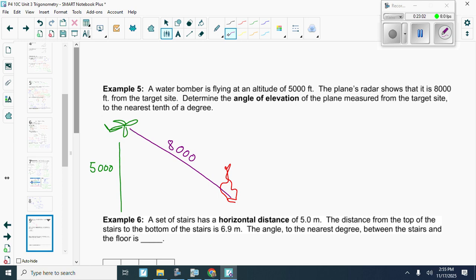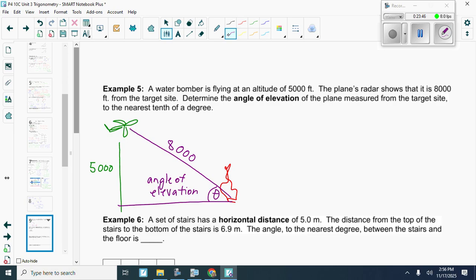So put yourself at the target site. You're near the fire, not in the fire, and you look up at the plane. Here's the ground. When you look up at the plane, this is your angle of elevation, right here. Any angle that I don't know, I'm going to give it the name theta. That's that Greek letter that looks like a 0 with a line through it. If you ever don't know what to call it, call it theta.